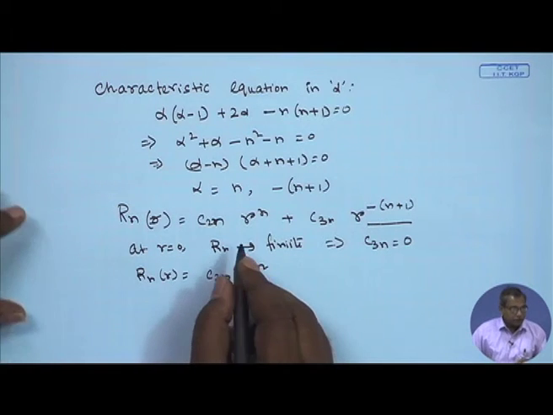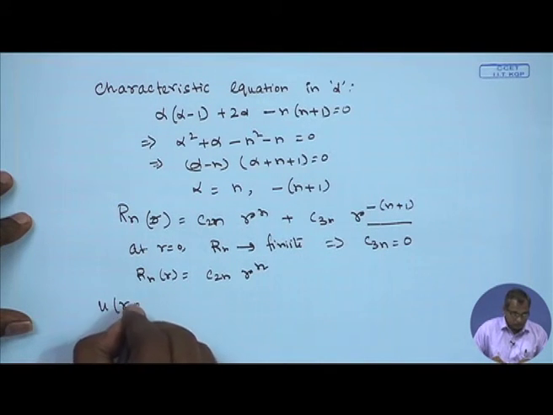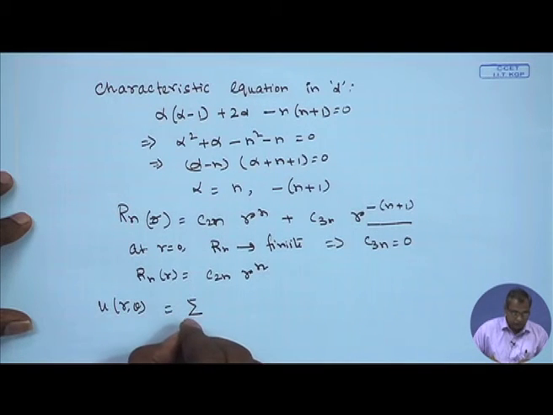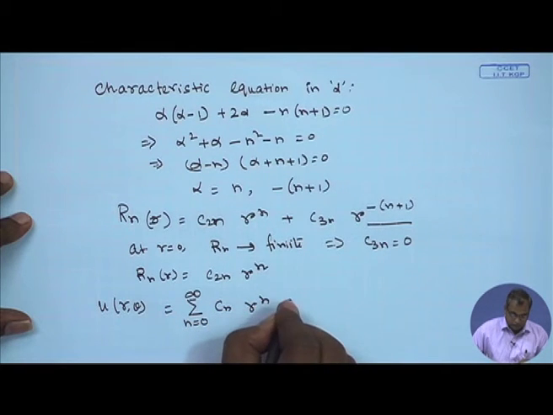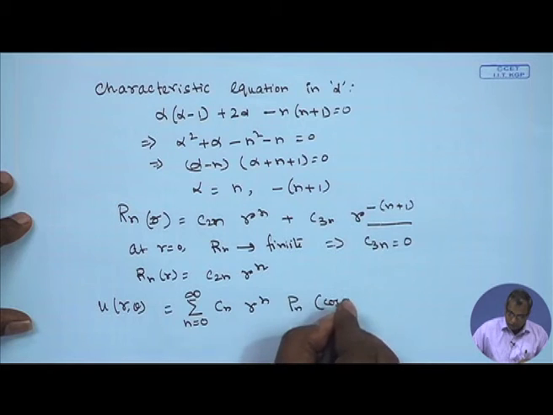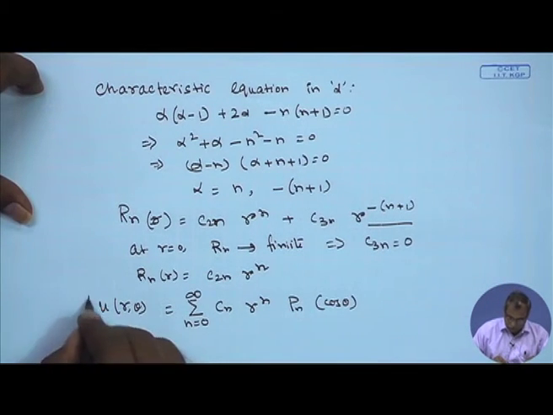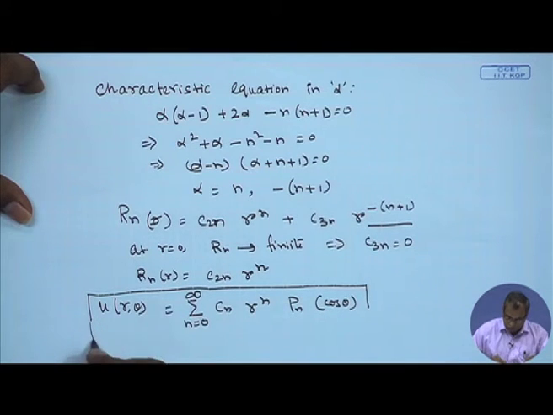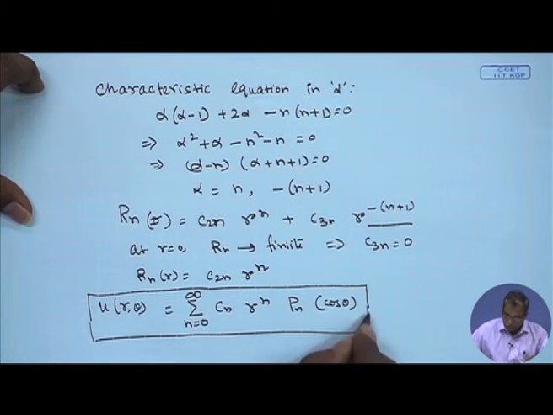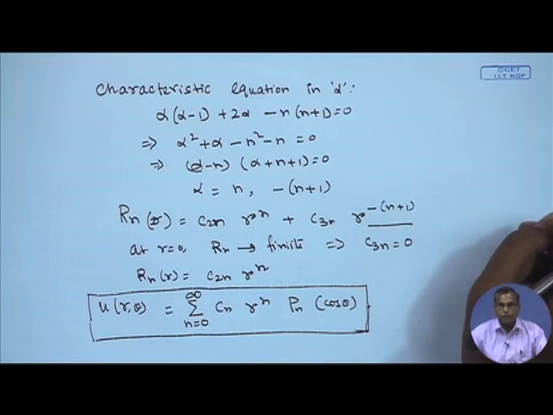to the power n. So u of r theta is nothing but the summation of n equal to 0 to infinity C n r to the power n P n cos theta. So this becomes the solution of the u varying part of the problem, in the two dimensional problem. Now only one constant needs to be determined, that is the constant C n, and that constant will be determined from the boundary condition located at r is equal to 1.